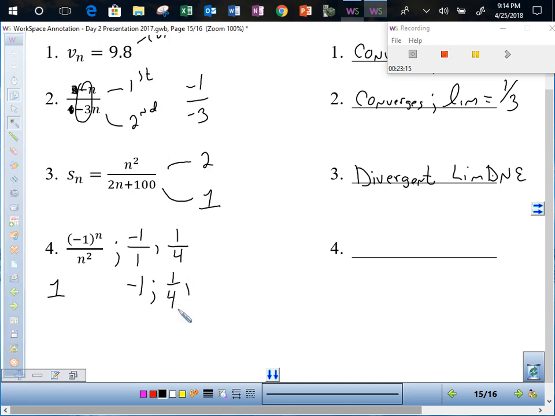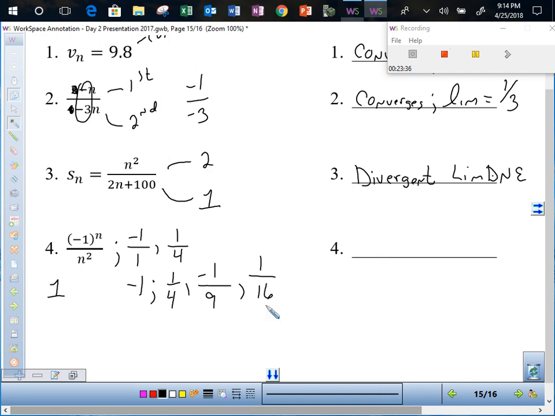Now let's plug in a 3. -1 cubed is -1. 3 squared is 9. One more. Let's plug in a 4. -1 to the 4th is 1. 4 squared is 16. Well, look at what these numbers are doing.